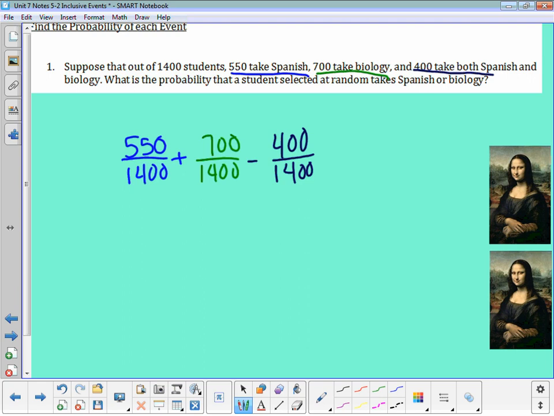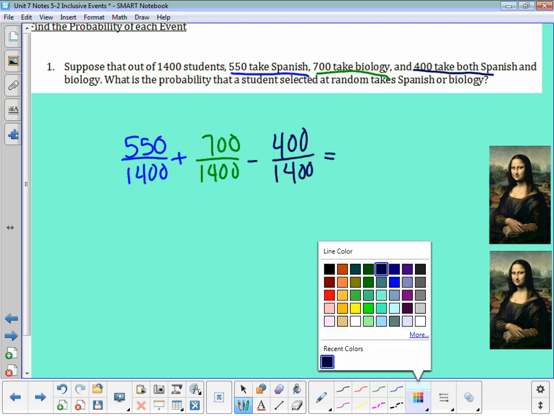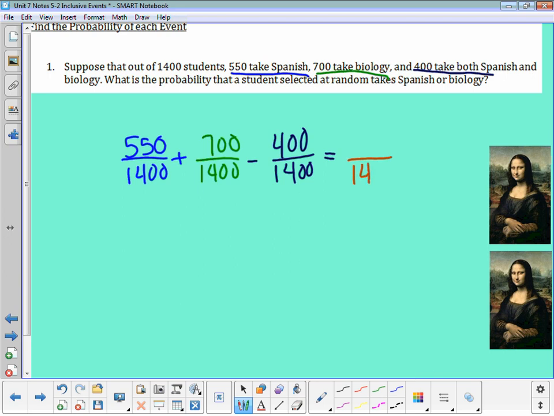The reason why we have to subtract off that both probability is that probability is counted in both the Spanish and the biology. So we have to take into account that overlap and subtract off the extras. Okay, so then we're going to add the numerators and keep the denominator the same. Remember, when you're adding fractions, you keep the denominator the same, and then we add across the numerator. So we're going to take 550 plus 700 minus 400. That's going to give us 850.